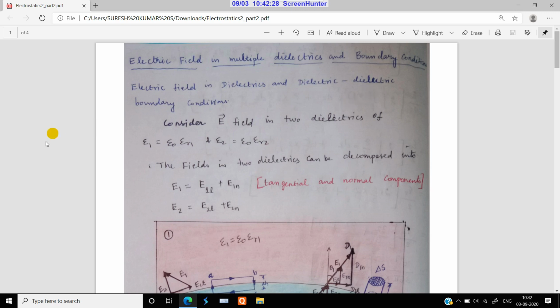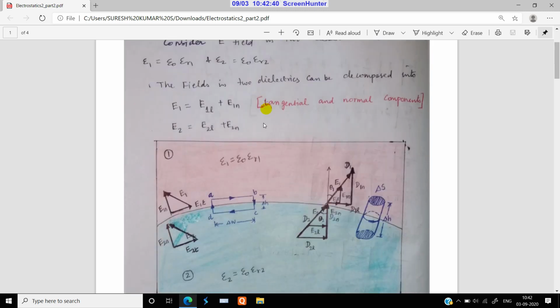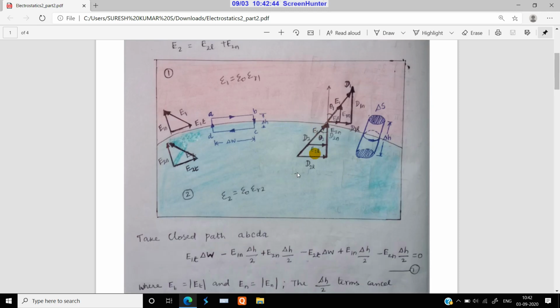So as a first discussion, we are going to see about the electric field in the dielectric and dielectric boundary condition. So consider the interface of a dielectric and another dielectric. The first dielectric has a permittivity of epsilon 1, and the second dielectric has the permittivity of epsilon 2.